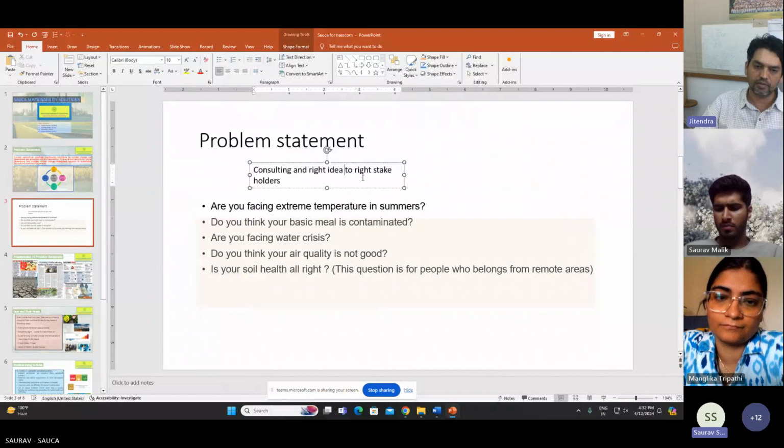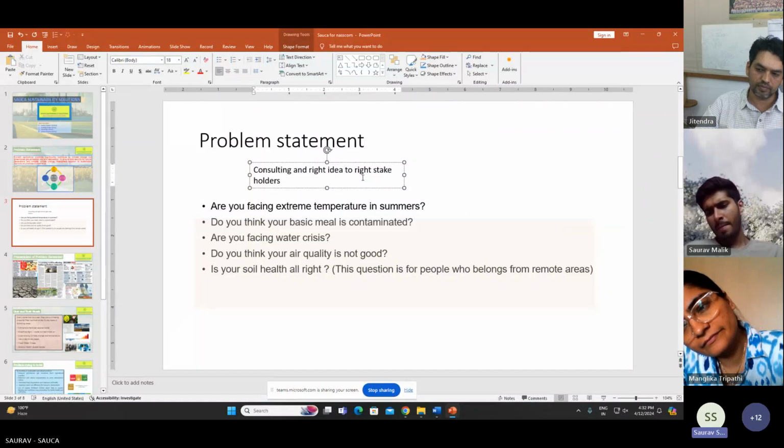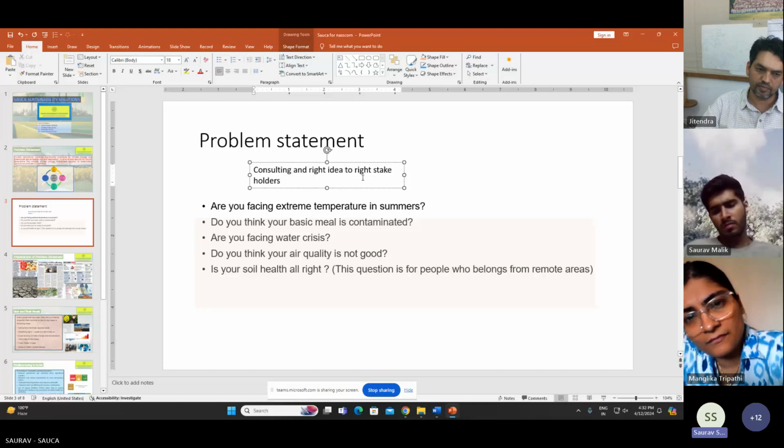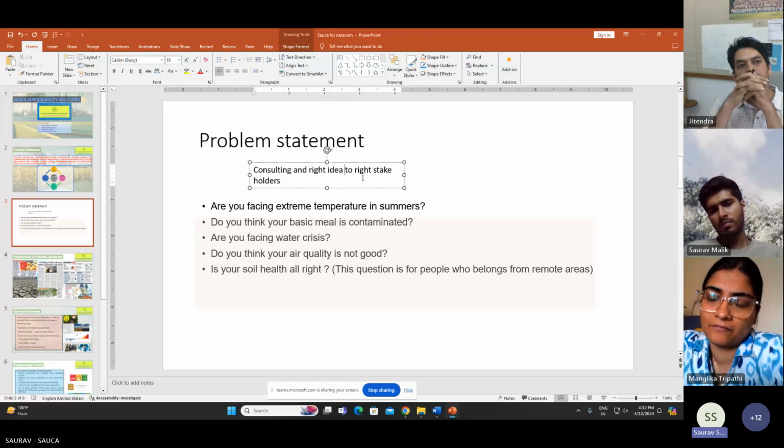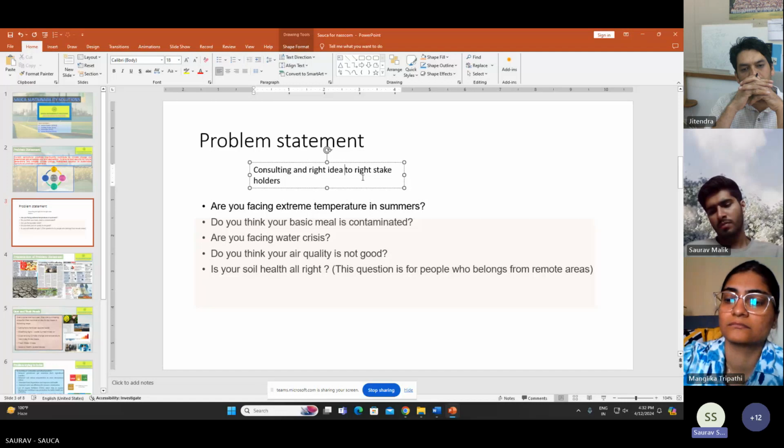Yes, sir. That is where I am getting stuck. How will I allot my stakeholders? How many stakeholders should I add into this idea, and how will my stakeholders get involved at different stages of this consultancy service? This is where I'm actually getting stuck.